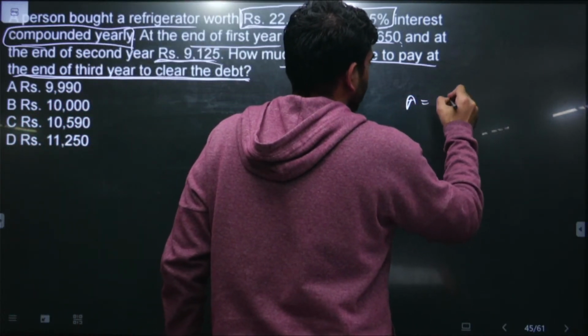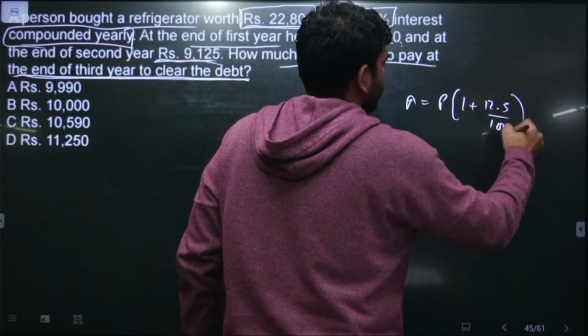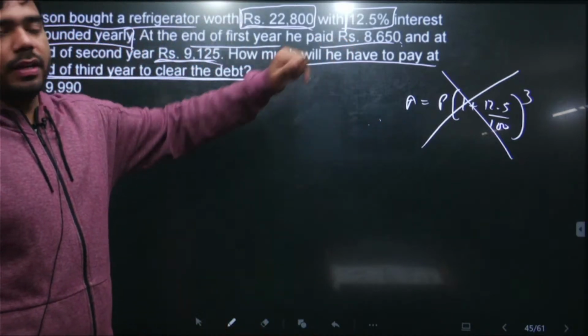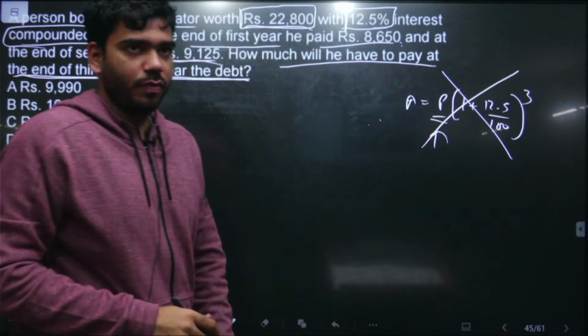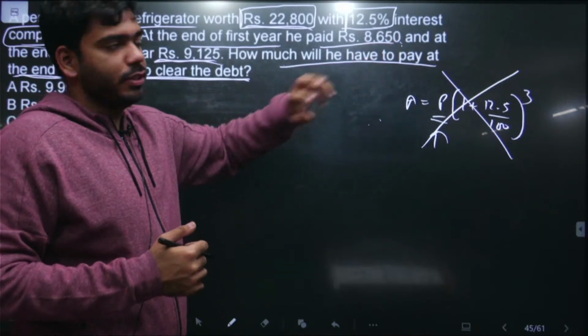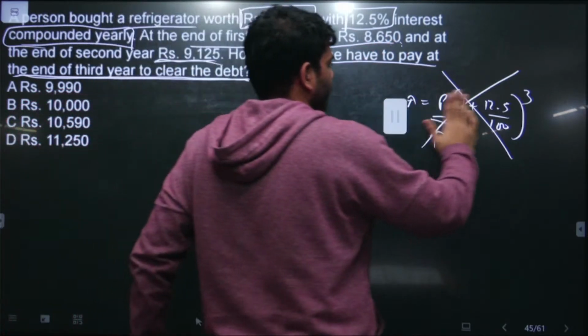The final amount that he has to pay, 12.5 upon 100 raised to the power 3, this we cannot use, since every year he is repaying something. So this principal amount is changing every year. So we have to calculate this debt. We have to adjust the payment that he is making every year. ये सब हमको every year compound calculate करके we have to adjust.